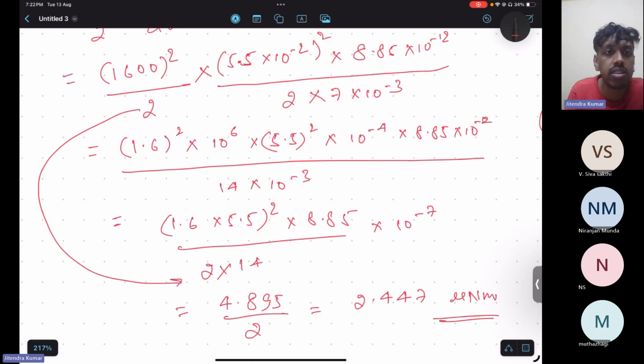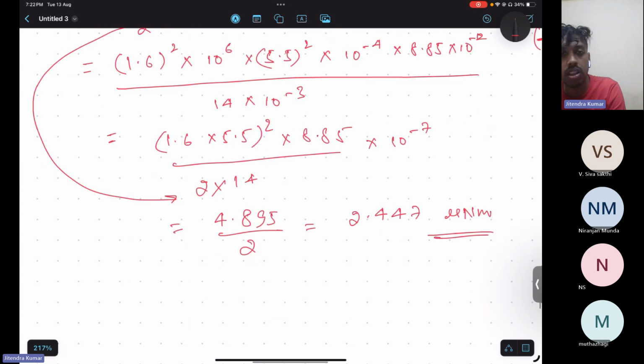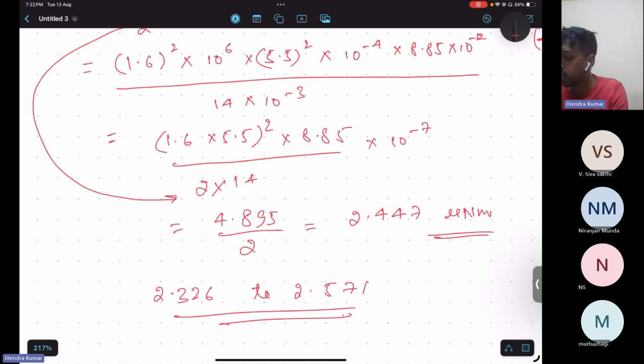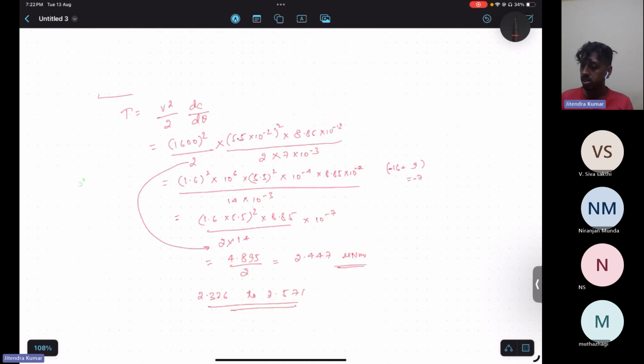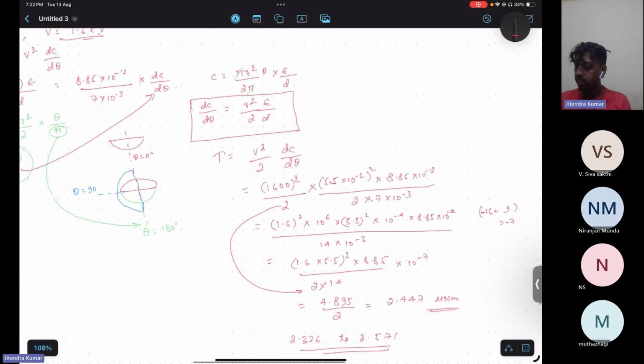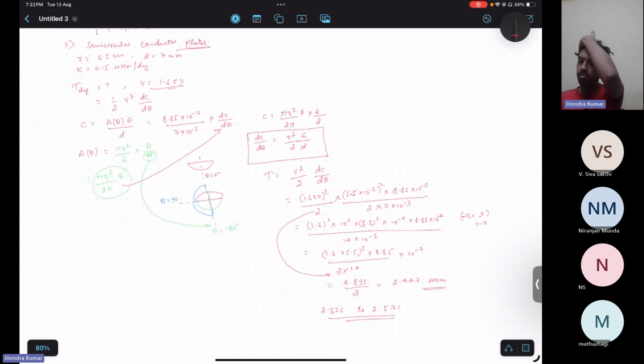Let me see whether this lies in the range. Yeah, so the range is from 2.326 to 2.571. So this was the range and it will lie in the range. Are you getting the same value? I hope so. Any doubt in this question?